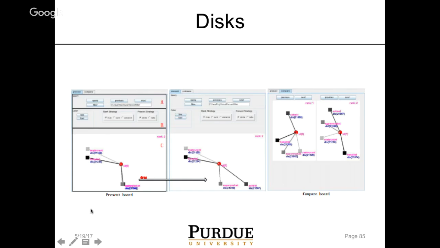And this is the UI of the DISKS system. It will allow you to identify the groups of objects that cover the query keywords. It will also give you multiple groups and allow you to compare these groups against each other.